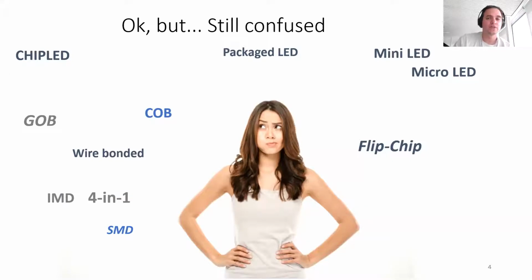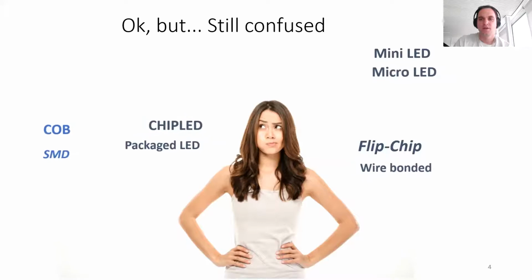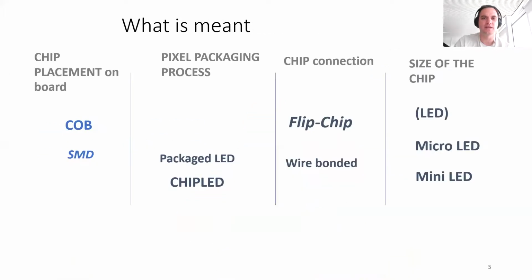IMD and 4-in-1 are actually referring to the exact same thing, so that's also out of our way. And then if we reorganize it a little bit according to the actual meaning of the things, it also becomes a little bit more clear, I hope. Now, I'm going to explain what all of these things exactly refer to. First of all, COB or SMD, so chip on board and SMD, surface mounted diodes. That's the chip placement on the board, the way that's done. And like I said, I'm going to really go into depth about the differences in the next couple of slides.